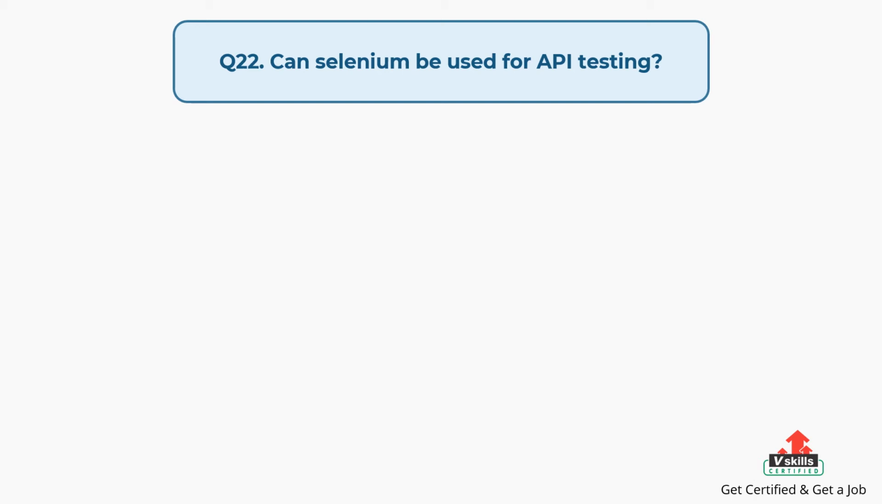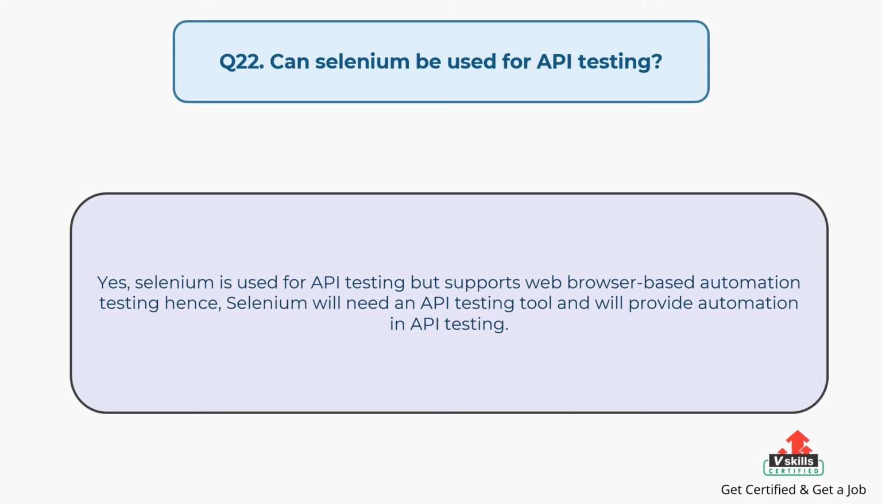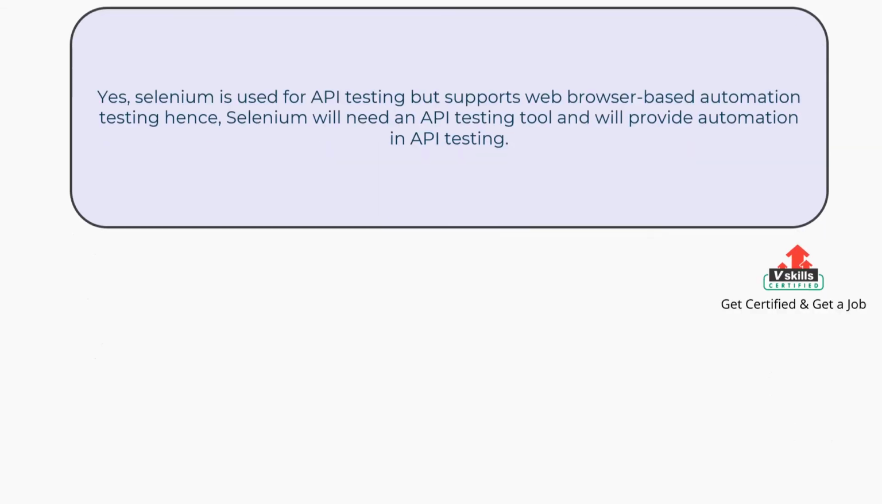Question number 22. Can Selenium be used for API testing? The answer is: yes, Selenium is used for API testing but supports web browser-based automation testing. Hence, Selenium will need an API testing tool and will provide automation in API testing.